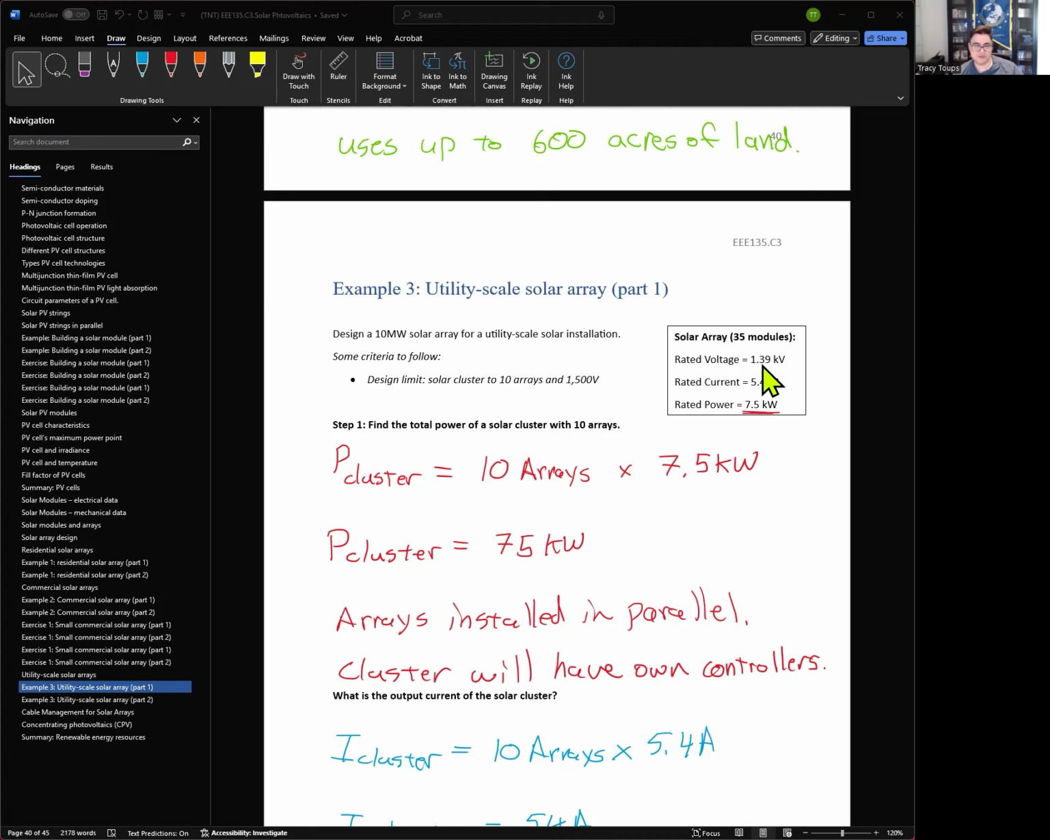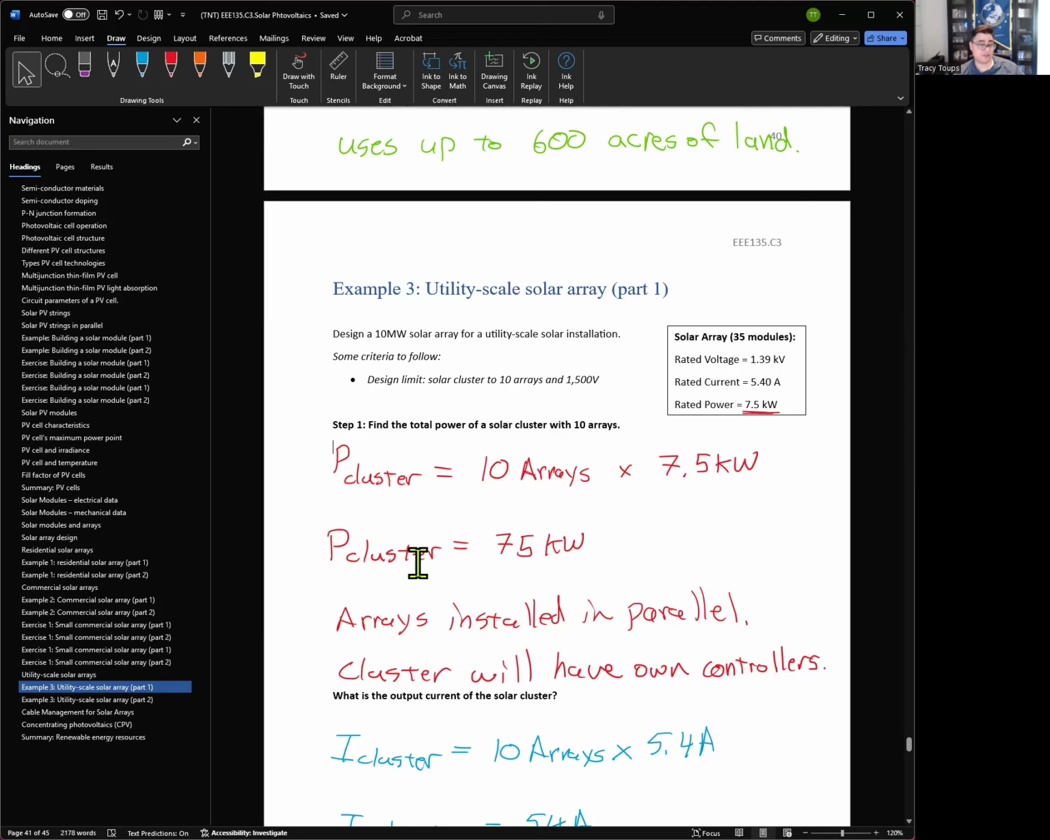So first off, voltage-wise, we're not gonna put any in series because we're already close to that 1500 volts. We are running at 1.39 kV or 1390 volts. So these are all being parallel. Now we could put a max 10 array. So let's go ahead and do that. Each one 7.5 kW. So a cluster is 75 kW.